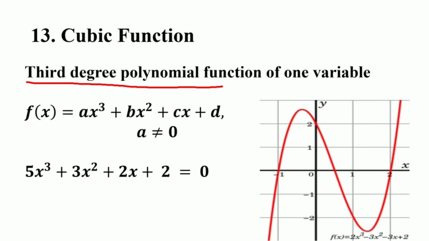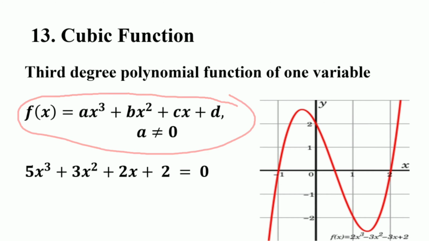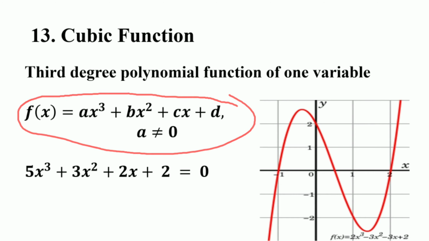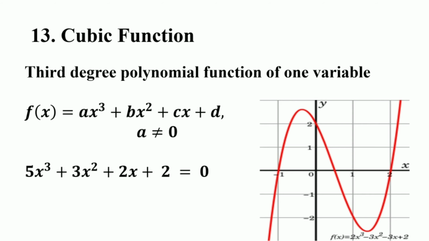A cubic equation has a third degree polynomial function of one variable, which is generally in the form of f(x) = ax³ + bx² + cx + d, where a is not equal to 0. This is one example: 5x³ + 3x² + 2x + 2 = 0. So this is one example of a cubic function.